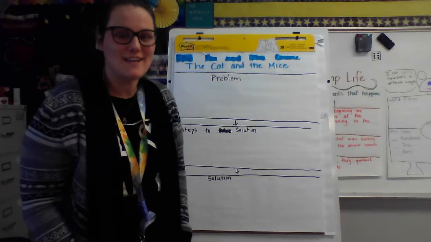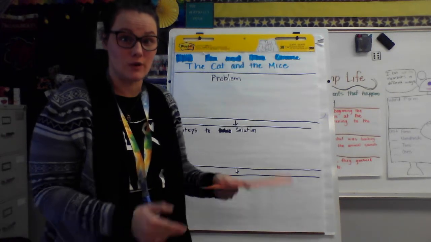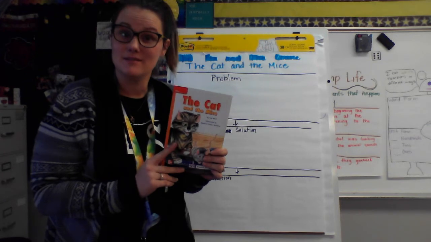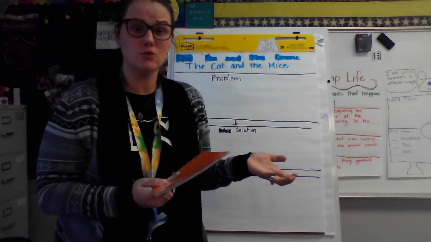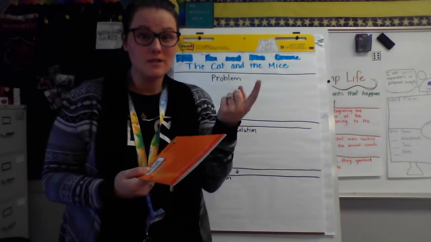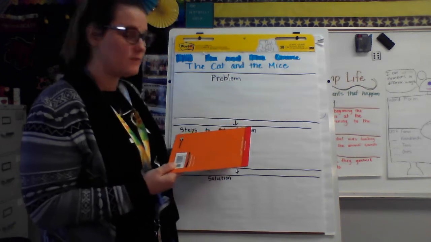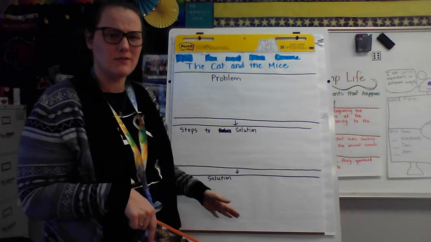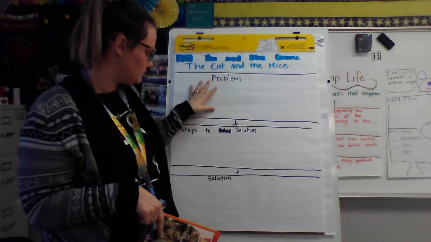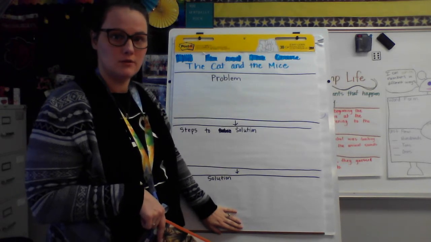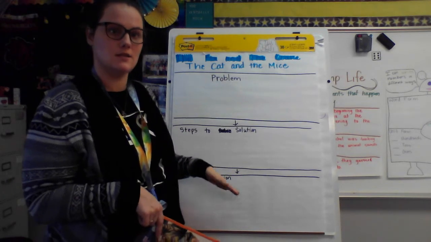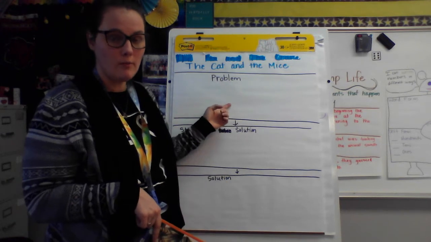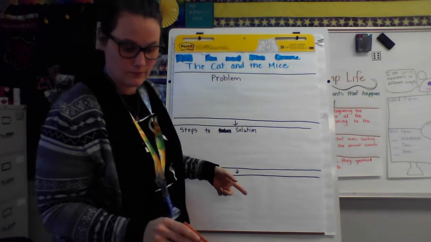Hey, second graders, we just listened to our story, The Cat and the Mice. So at the beginning of the story, I told you to be listening for what is the problem? So we're going to be filling in our chart to figure out what was our problem and solution and the steps to get to that solution. So every problem should have a solution.